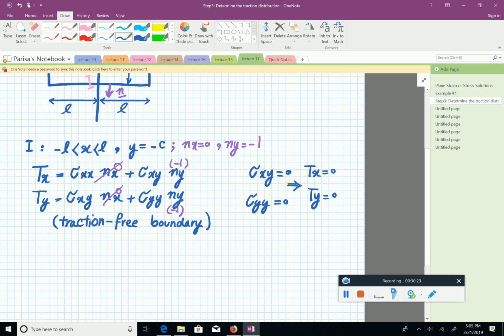So maybe I should do something like that, right? I know that sigma xy and sigma yy are equal to 0 from the Airy stress function, and because of that, Tx and Ty are 0. And since there is no traction, this is a traction-free boundary condition. Is this now clear for everyone what's going on?